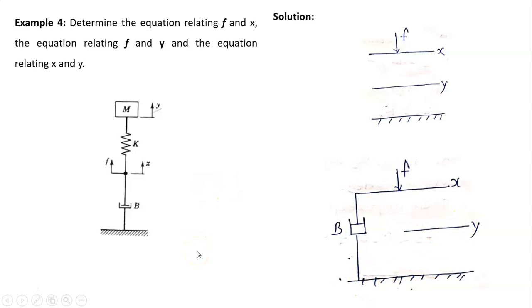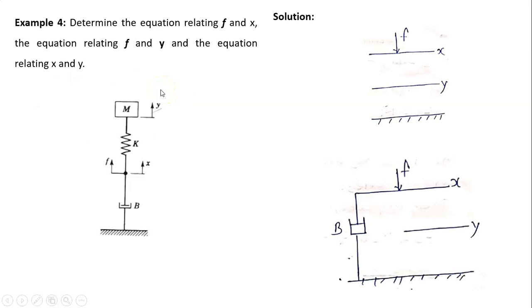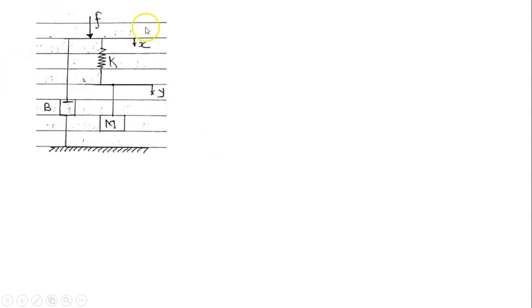Now we will see the next step. Now this completes our grounded chain representation. From the earlier figure, spring K is in between X and Y coordinate and mass M is at Y coordinate. Therefore, you have to indicate here spring K in between X and Y, and at the coordinate Y you have to show mass M. Therefore, this diagram indicates the grounded chain representation.